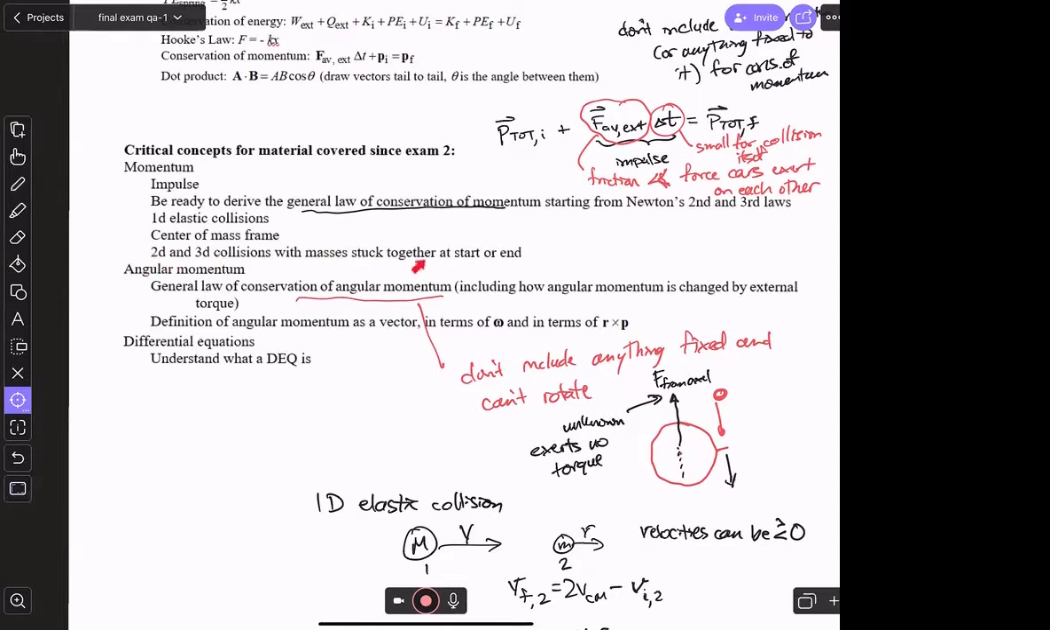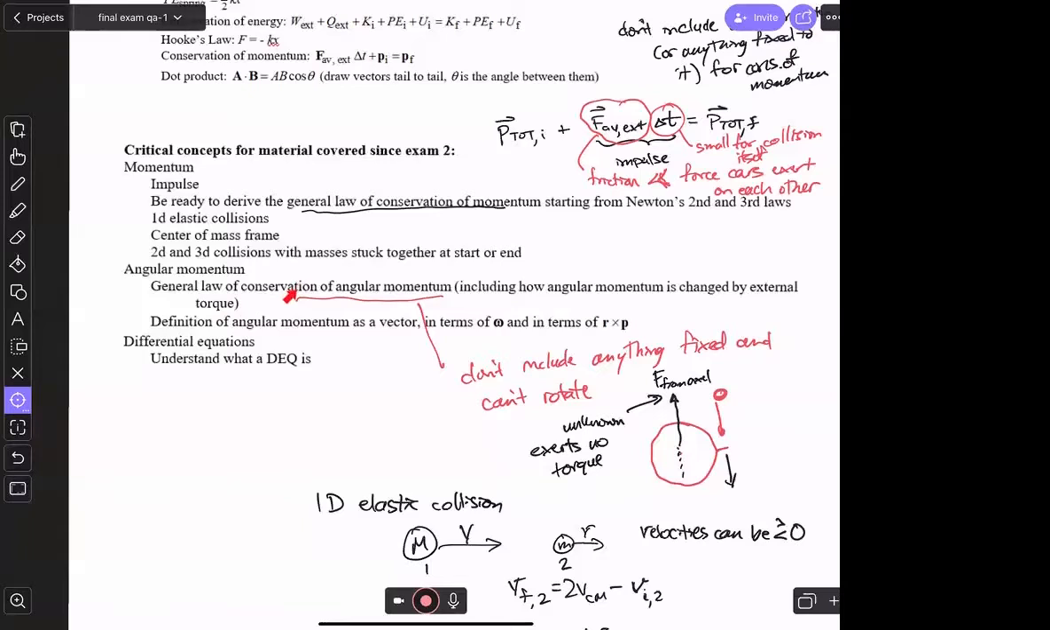2D and 3D collisions where the masses stick together at the start or the end. So at the start, that means an explosion, or at the end, meaning where they hook together. Angular momentum, general law, including how it's changed by external torque.